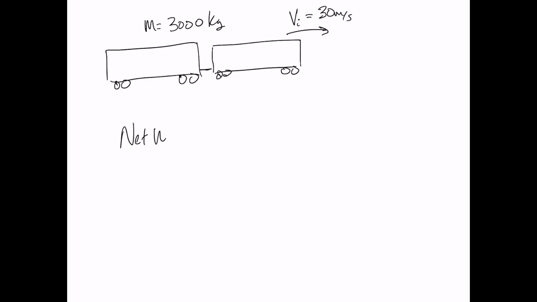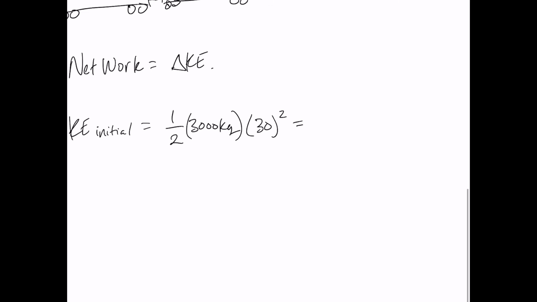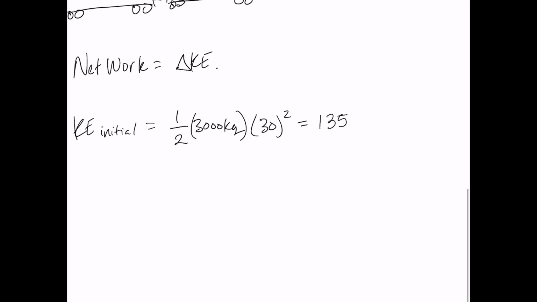So we're going to use the work energy principle to find out how much work is being done. Let's start by calculating the initial and final kinetic energies of the train. So we know that kinetic energy is equal to 1/2 mv squared. So now we're just going to plug in our values. So kinetic energy initially is equal to 1/2 times 3,000 kilograms times 30 meters per second, squared. This is equal to 1,350,000 joules.